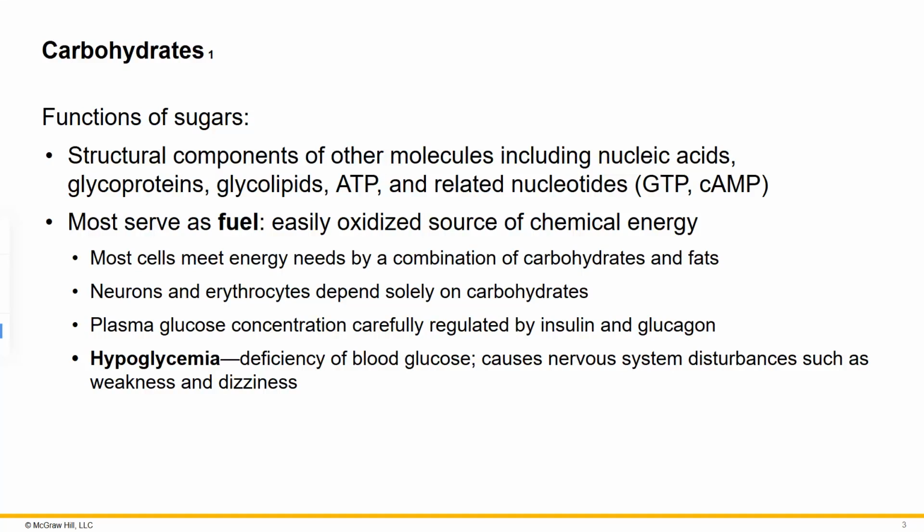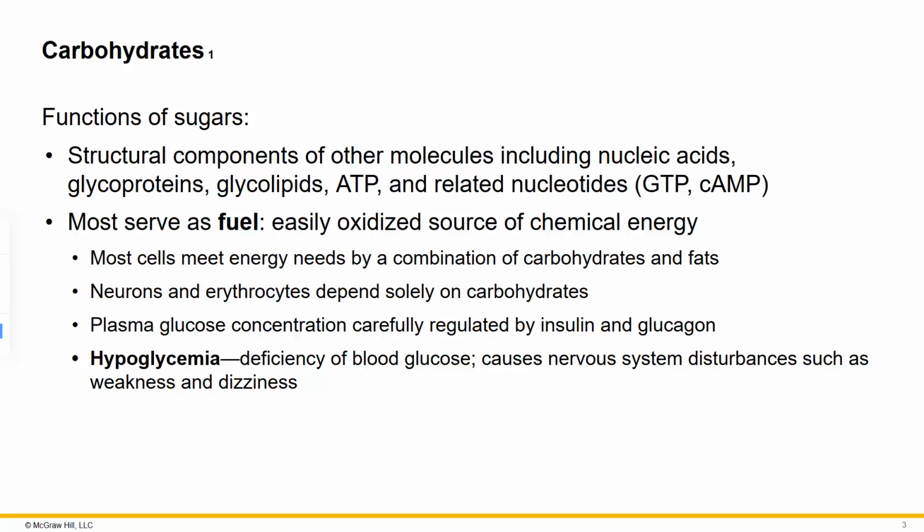Carbohydrates are sugars, and sugars are needed for structural components of other molecules, including nucleic acids, glycoproteins, glycolipids, ATP, and related nucleotides. So in A&P classes, and really in all science classes, sometimes when you see larger words, it's beneficial to break it down into its building blocks. So glycoprotein means that it's a molecule that's part sugar and part protein. Glycolipid is a molecule that's part sugar and part lipid.